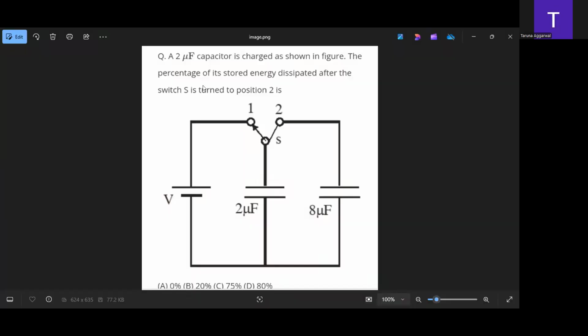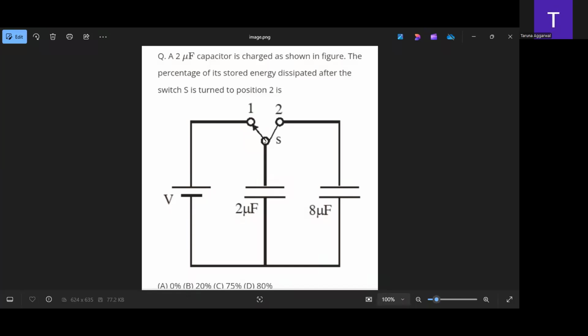So this is the question. In this question, the switch is at position number 1 initially, and the capacitor is 2 microfarad. And when it is at switch position 1, then this capacitor will be charged as per the voltage given.